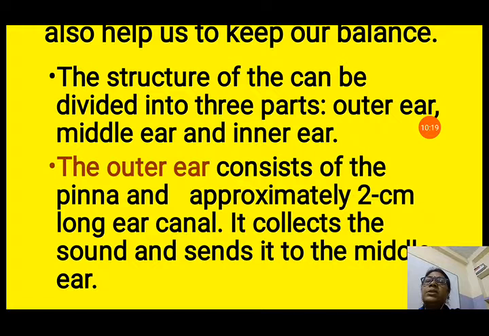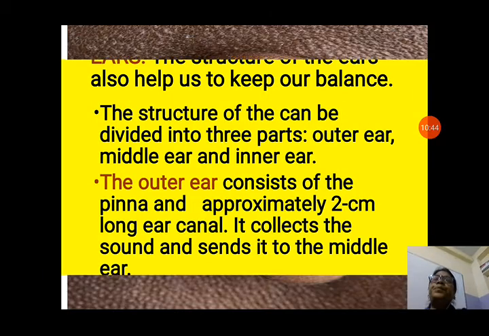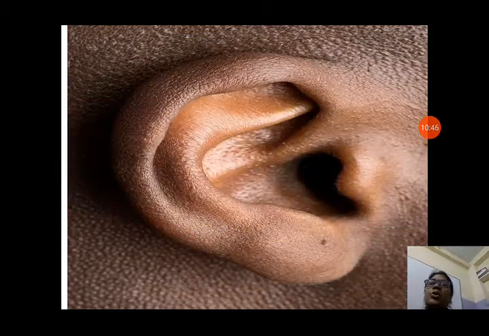The outer ear consists of the pinna and an approximately 2 cm long ear canal. It collects the sound and sends it to the middle ear. The visible part of our ear is known as the pinna, and it collects the sound. When we have to hear a very low sound, we cup our hand like this. Then the pinna is also working. It collects the sound and sends it to the middle ear. You can see the picture of your pinna.